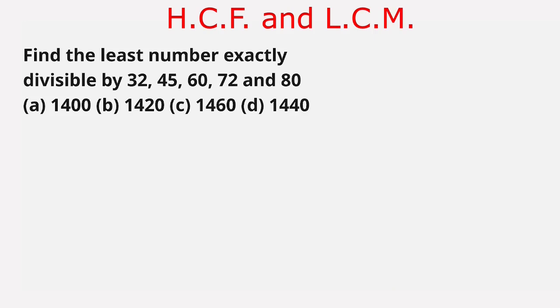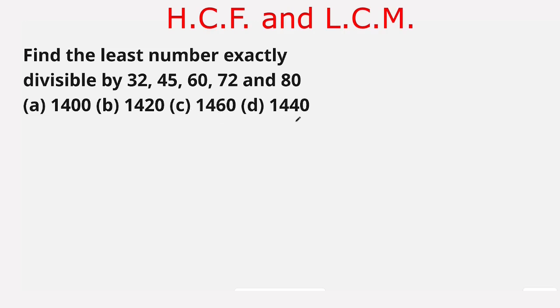We can solve this question from the given options. As one of the numbers is 72, which is a multiple of 9, our answer must be divisible by 9. In option A, the sum of the digits is 1 plus 4 is 5, which is not divisible by 9. In option B, 1 plus 4 is 5 plus 2 is 7. This is not divisible by 9. In option C, 1 plus 4 is 5, 5 plus 6 is 11. This is also not divisible by 9.